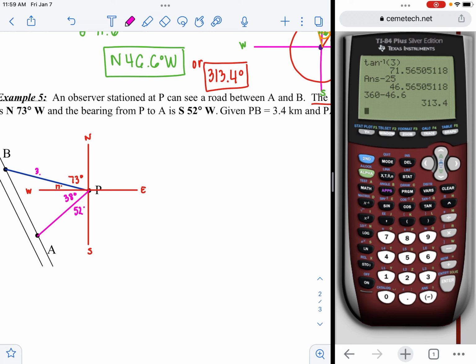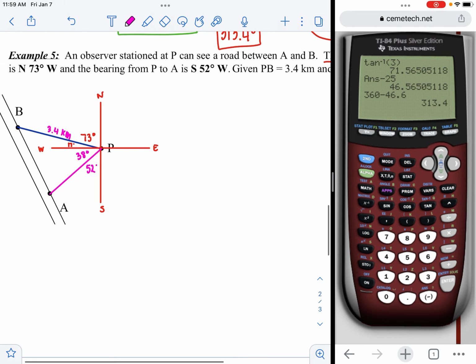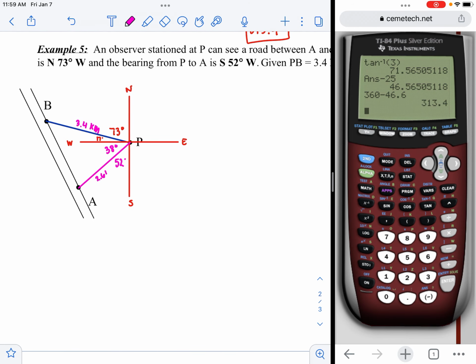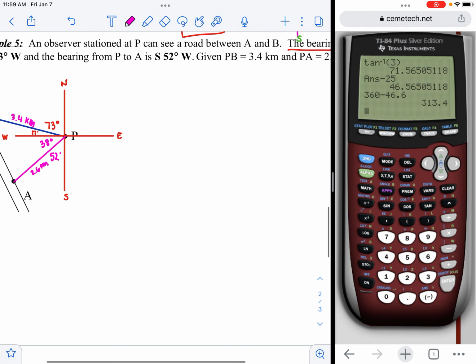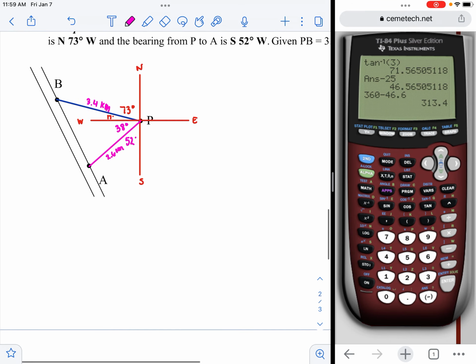Now it says given PB is 3.4, so this is 3.4 kilometers. And PA is 2.6 kilometers. Find AB. So AB, I can call it X, or I can call it lowercase p. It doesn't matter. I'm just going to call it X because I like to.